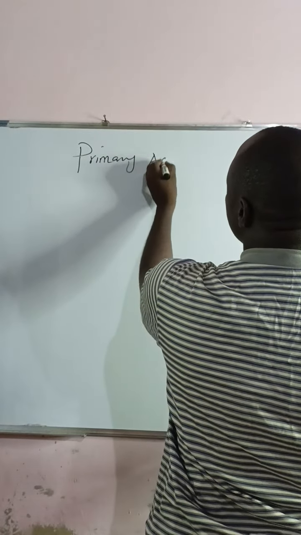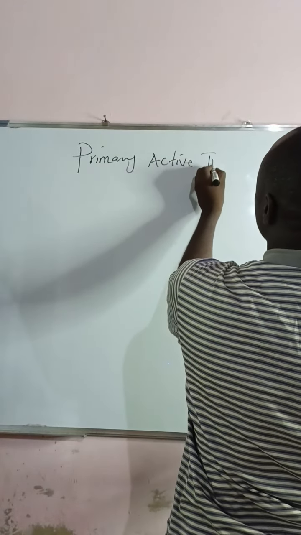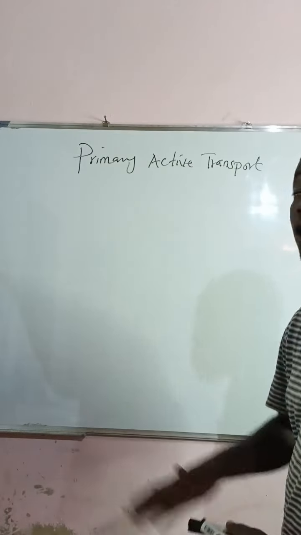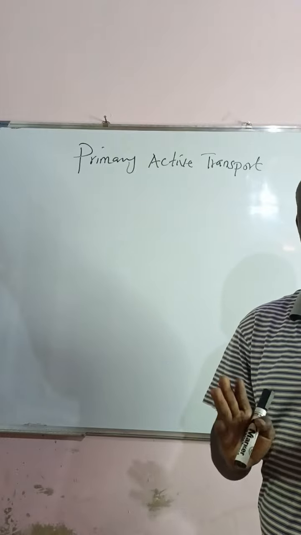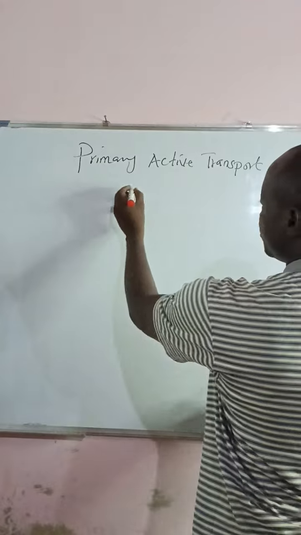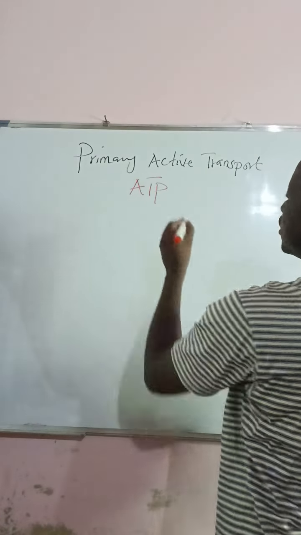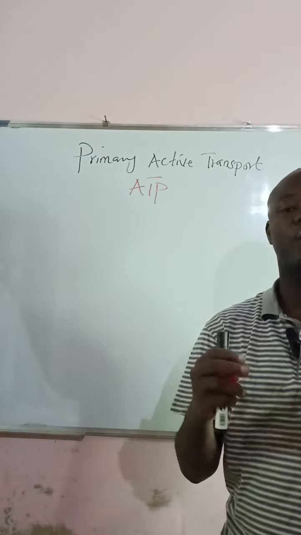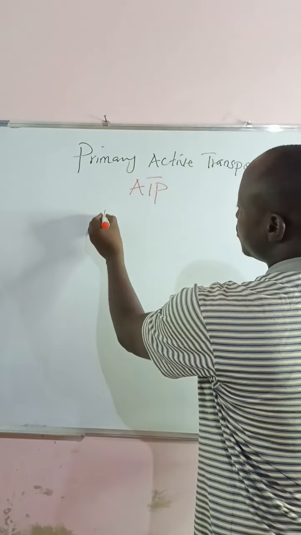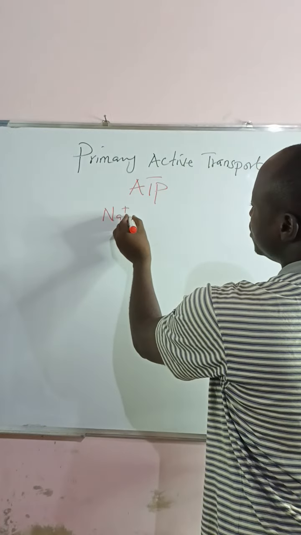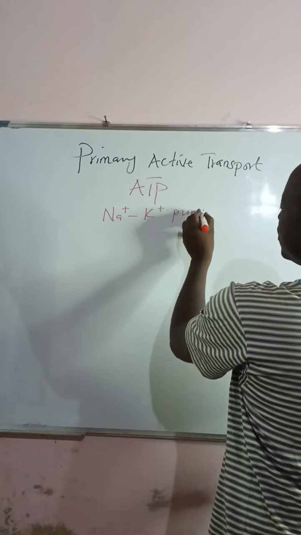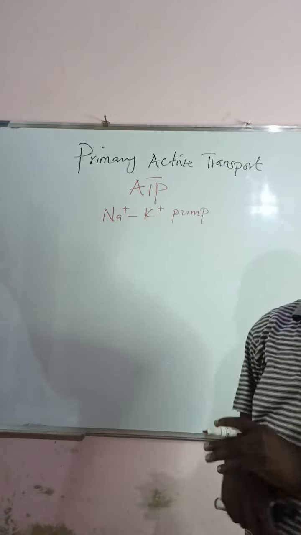Primary active transport is a type of transport system that uses ATP, adenosine triphosphate, to transport substances in and out of the cell. And an example of this is the sodium potassium transport, or sodium potassium pump. This is an example of primary active transport.